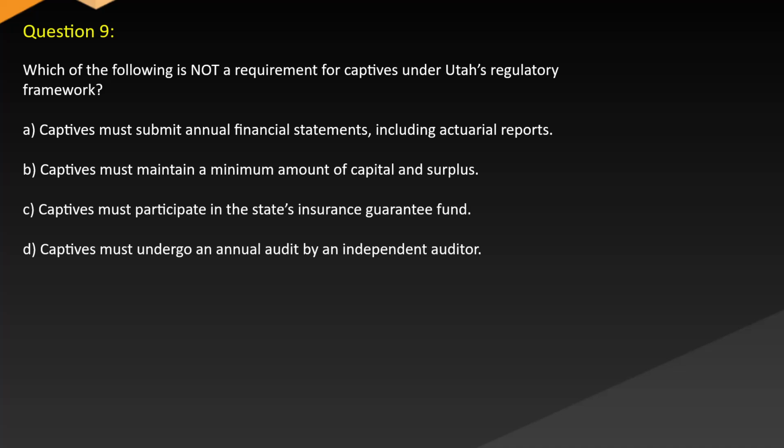Question 9. Which of the following is not a requirement for captives under Utah's regulatory framework? A. Captives must submit annual financial statements, including actuarial reports. B. Captives must maintain a minimum amount of capital and surplus. C. Captives must participate in the state's insurance guarantee fund. D. Captives must undergo an annual audit by an independent auditor.